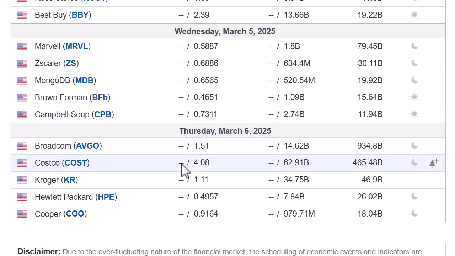But really the big ones for the week are going to be Broadcom. Want to see how they're doing. They've been suffering in the markets here recently as semiconductors sold off last week. And then you got Costco, a company that I do like and do own a little bit of. Obviously a huge company. Want to see them continue to do well, and I expect that they will.